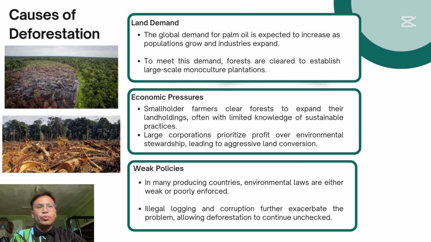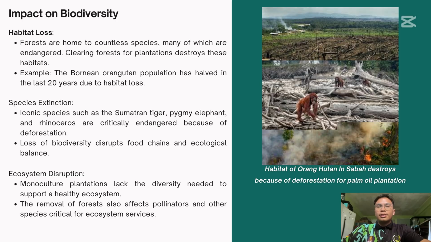And the third is weak policy. In many producing countries, environmental laws are either weak or poorly enforced. Illegal logging and corruption further exacerbate the problem, allowing deforestation to continue unchecked. Next is the impact on biodiversity.